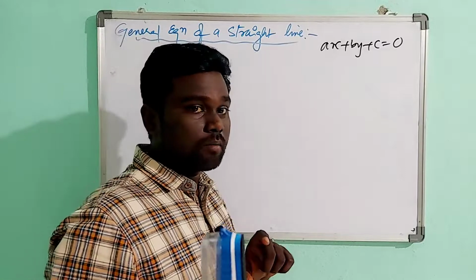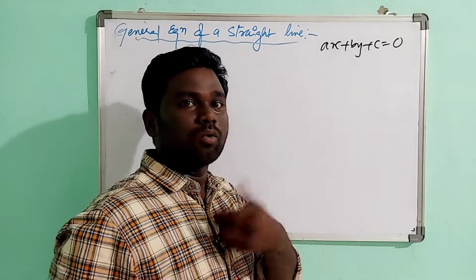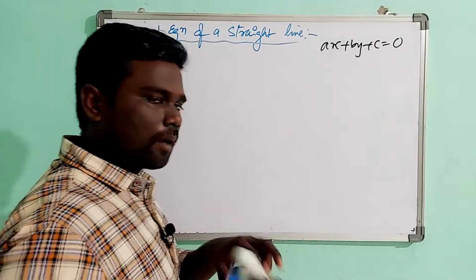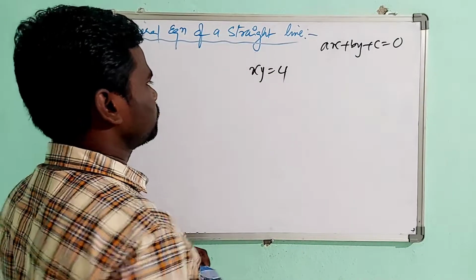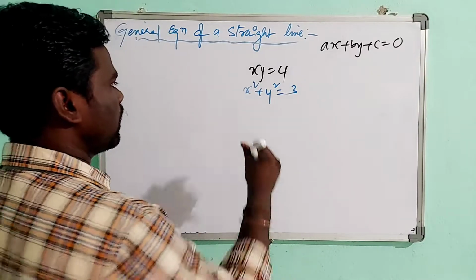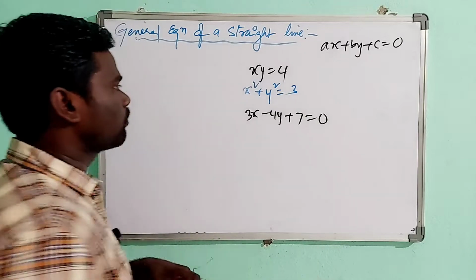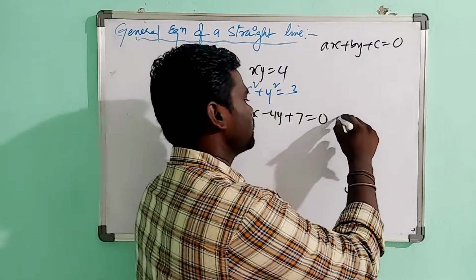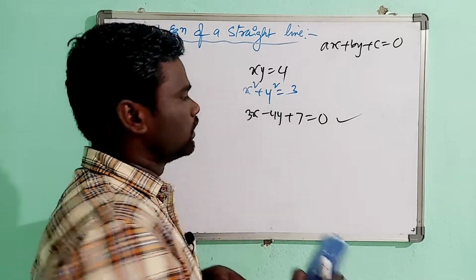But what many people do not know is why this should be considered the general equation of a straight line. We have so many types of equations, like xy equal to 4, or x squared plus y squared equal to 3, or 3x minus 4y plus 7 equal to 0. So out of all these equations, what is the general equation of a straight line? If it is a general equation of a straight line, how can you say that it is?